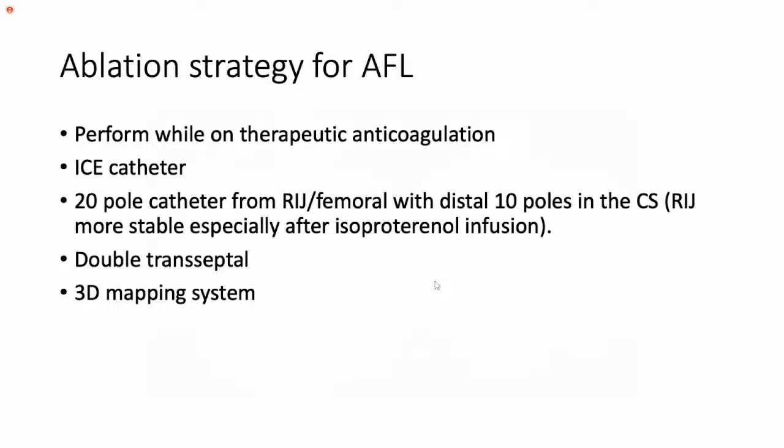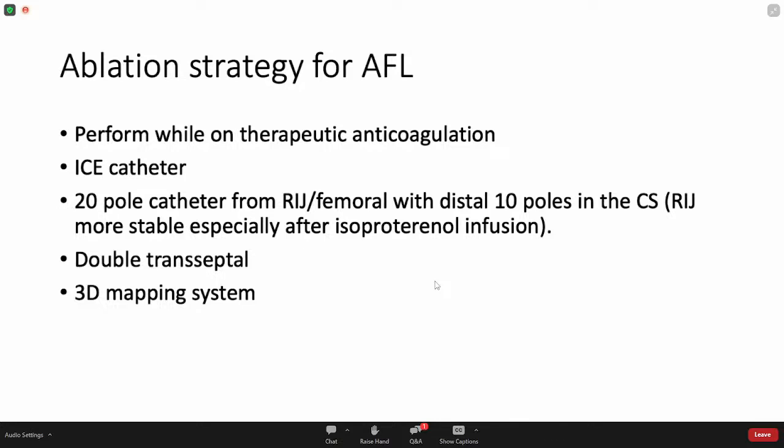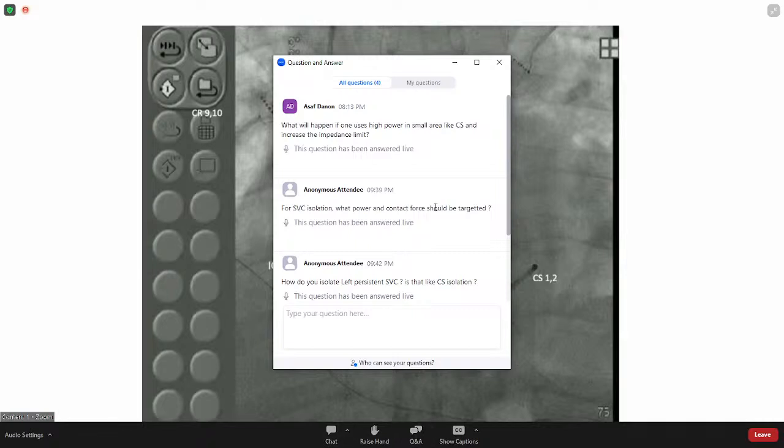Our ablation strategy for these patients has always been the same. We do these on therapeutic anticoagulation, put an ICE catheter in. We typically put a 20-pole catheter in from the IJ, and I'll tell you why in a minute. We do double transeptal, and obviously we use a 3D mapping system. This is what it looks like.